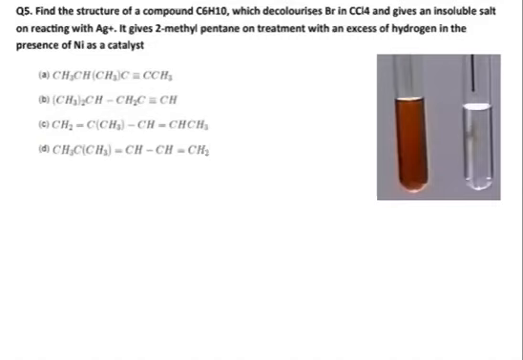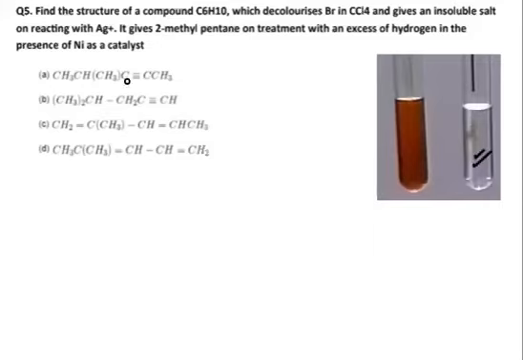Now, what is the key aspect here? Bromine and CCl4 can react with a pi bond of an alkene or an alkyne. And when such a reaction happens, there is decolorization, or the reddish brown color of bromine fades away to give you a colorless solution, as you can see here.